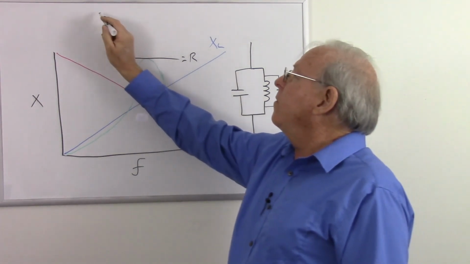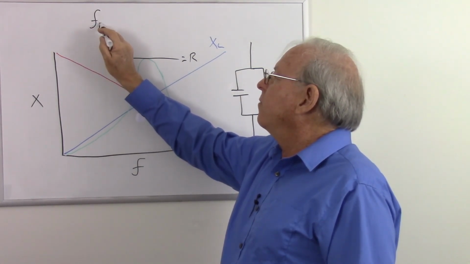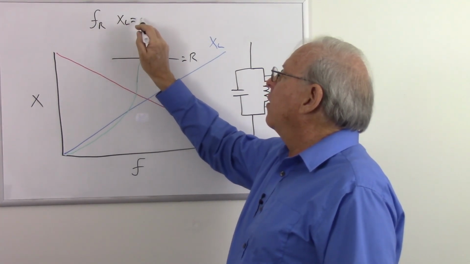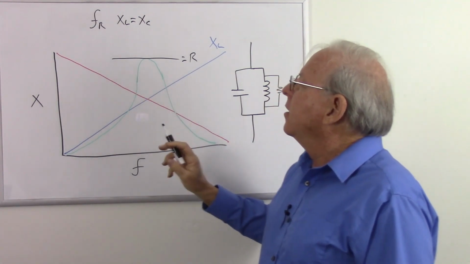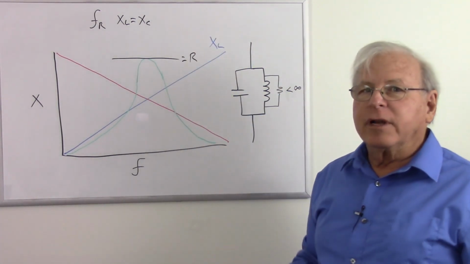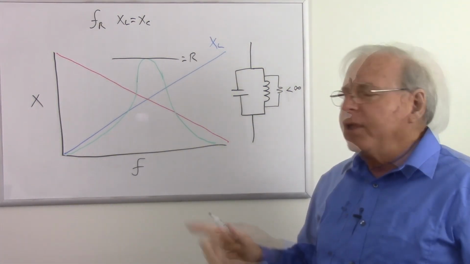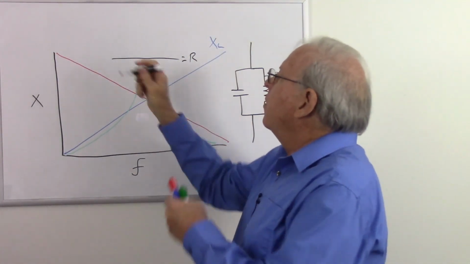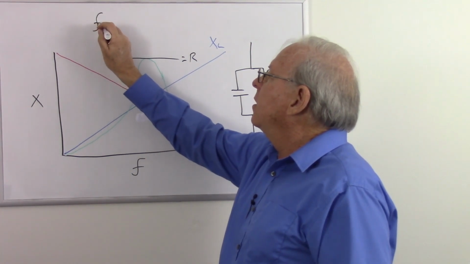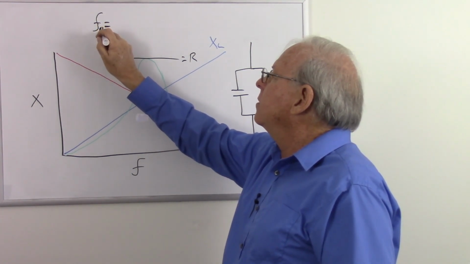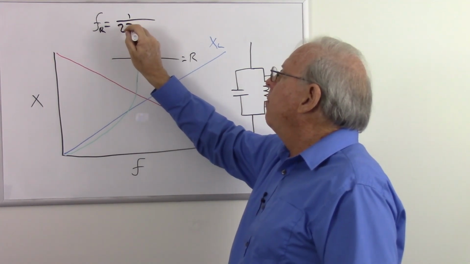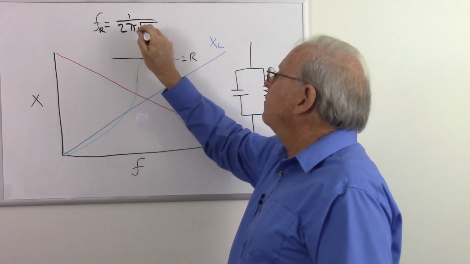So the resonant frequency, or frequency of resonance, is where our X sub L equals our X sub C. So that's by definition what the resonant frequency is. And we can calculate that out with a simple formula. Our resonant frequency is equal to 1 over 2 pi times the square root of LC.